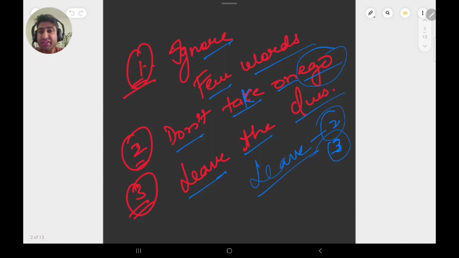So now these are the points which I want to tell you that will really have a big impact. Ignore a few words for which you're not able to understand the meaning. Don't take it on ego and leave the questions. If you think this question is a bigger one or looks very tricky, rather than doing it, leave it and come back after doing all the questions and answers.